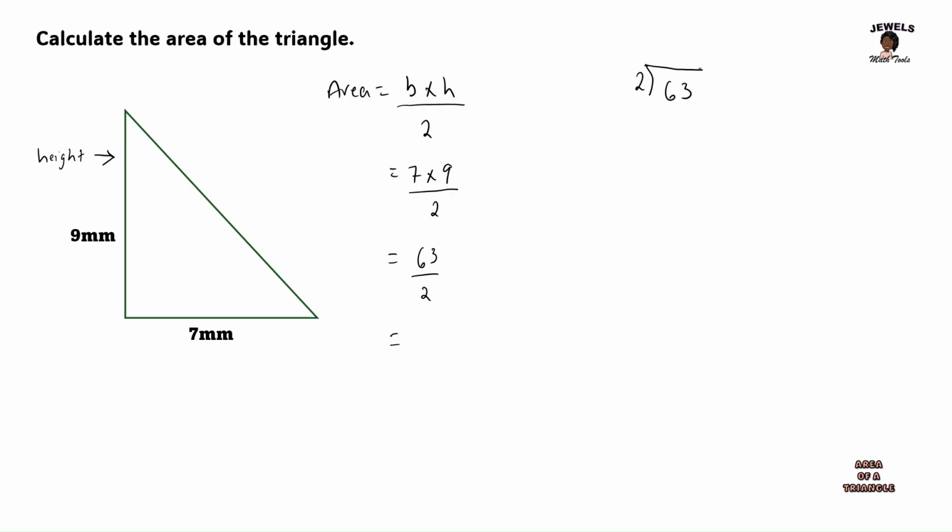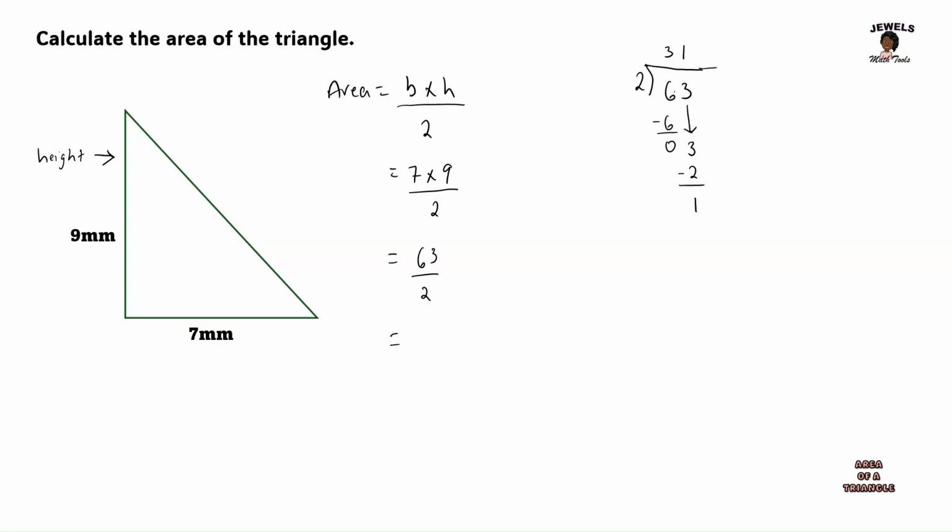So we will be dividing our 2 into 63. So 2 will divide into 6 3 times. 3 times 2 is equal to 6. 6 minus 6 gives us 0. We'll bring down our 3. Divide our 2 into 3, which will equal 1. 1 times 2 will give us 2. 3 minus 2 gives us a difference of 1.